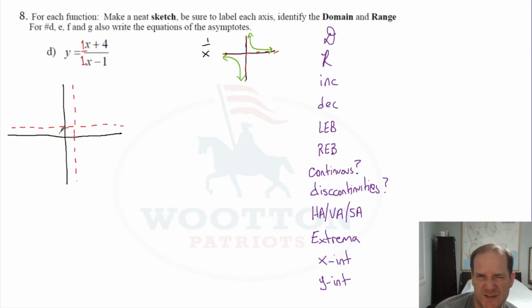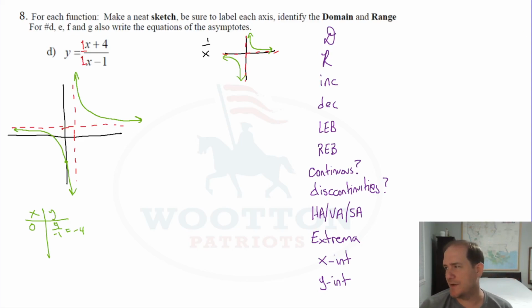So really, I just need to test one value, and I'm going to test 0. And plugging in 0, I get, well, 0 plus 4, which is 4, and 0 minus 1, which is negative 1, so negative 4. So at 0, we're way down here at negative 4, which certainly implies that I must be under this asymptote, cruising down through. Then over here, I would be up above, like so. So there you go. And that sketch is decent. It's not great, but it's fine for now.